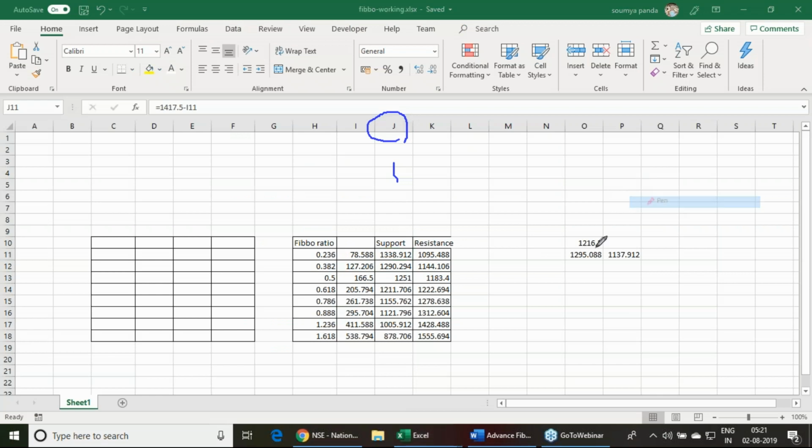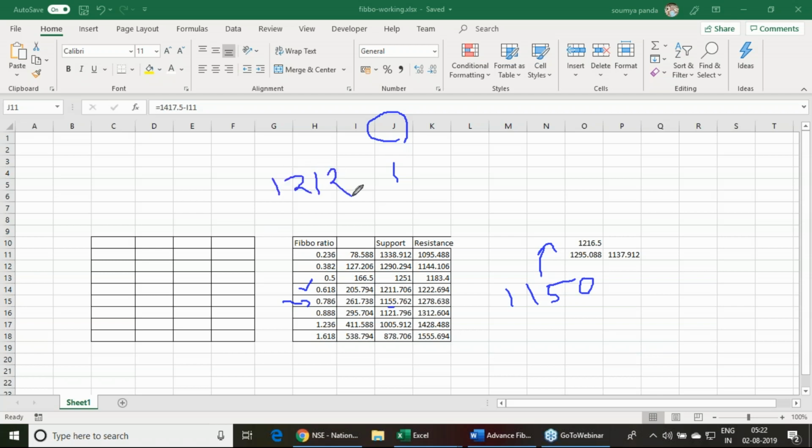So what is the nature of this ratio is very important. 1150 was the 0.786 retracement. As per Fibonacci, 0.786 to 0.618 is the reversal zone. So after touching this 1150 level, the stock is retracing back, coming back from that level. So I need to wait for this 0.618 crossover, which comes to 1212.